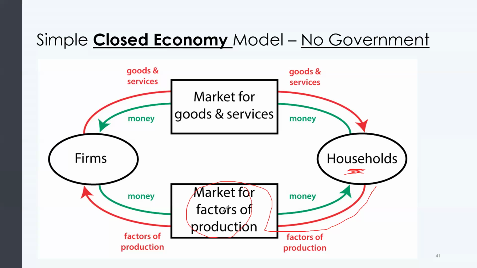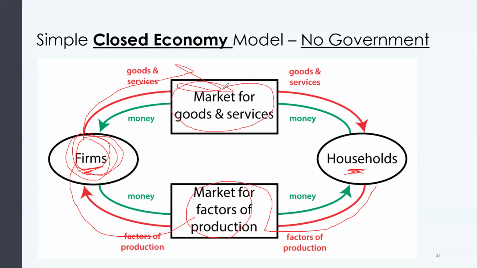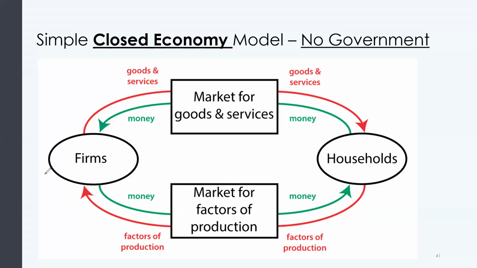Once they do that, the companies use these factors of production in the production process, and they produce. What do they produce? They produce goods and services, and they supply these goods and services to the markets for goods and services. And once they do that, what happens to the goods and services? These are consumed by the households. So you can see that it's a complete circle. So that is why we call it the circular flow of income.